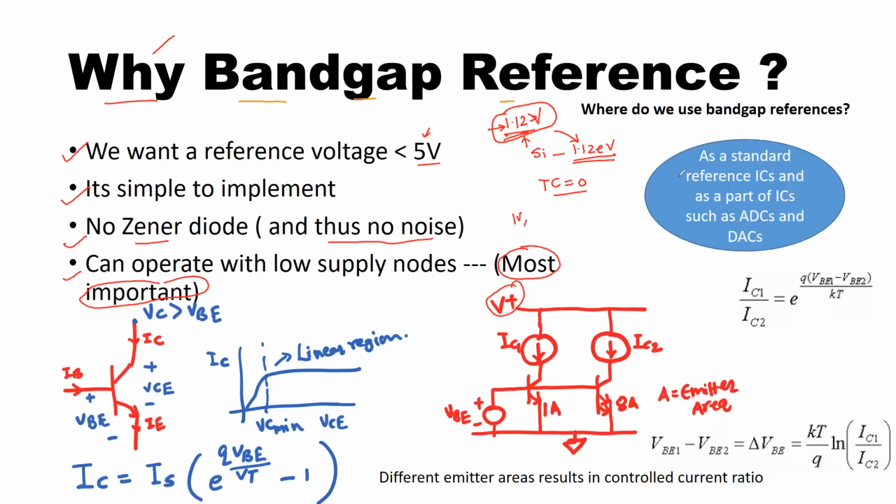So where do you use band gap references? They are available as standard reference ICs. You just search Google or go to the vendor and ask for reference ICs, and see the data sheet for the part number. If it is a band gap reference, you will see that. And of course, we need them in data converter ICs such as ADCs and DACs, where you need a reference for the analog to digital and digital to analog converters. So references are also a part of those ICs.